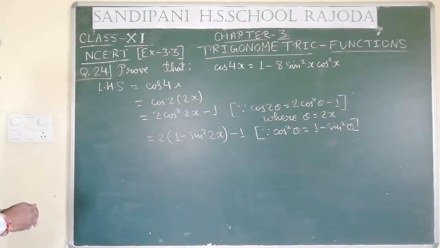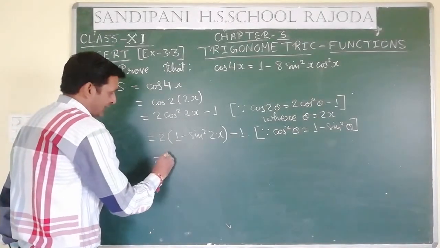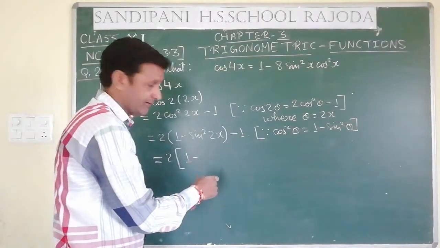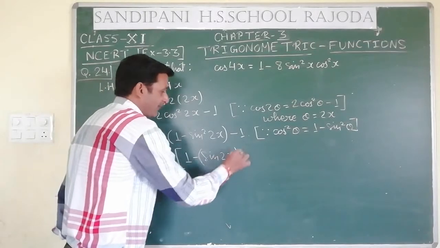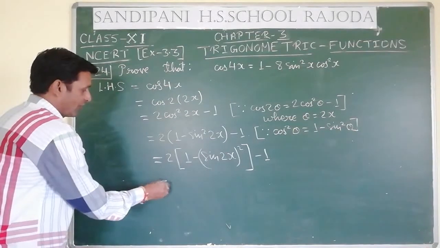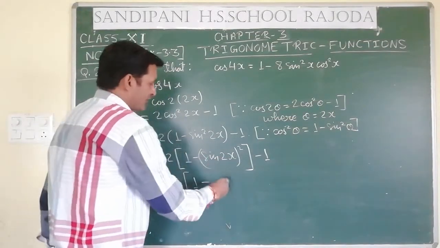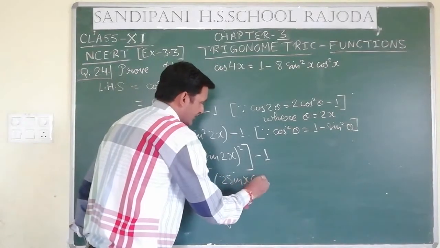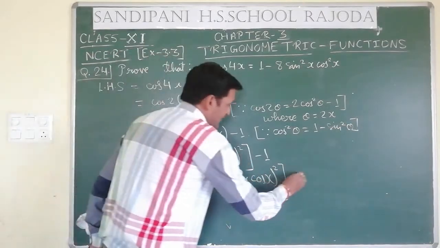So we can say that now we may apply here the formula for sin 2x, that is 2 into 1 minus, we may write it sin 2x whole square. Let me write it first of all. Then in the next step we will apply the formula. Minus 1. Now what will happen? 2 into 1 minus, sin 2x formula is 2 sin x cos x, whole square, because square is there, minus 1.